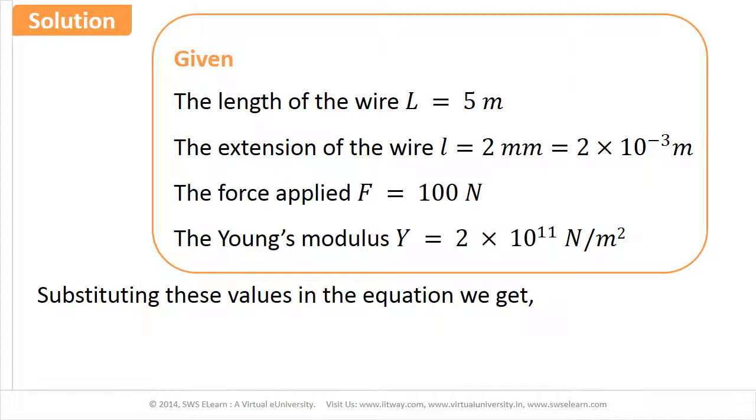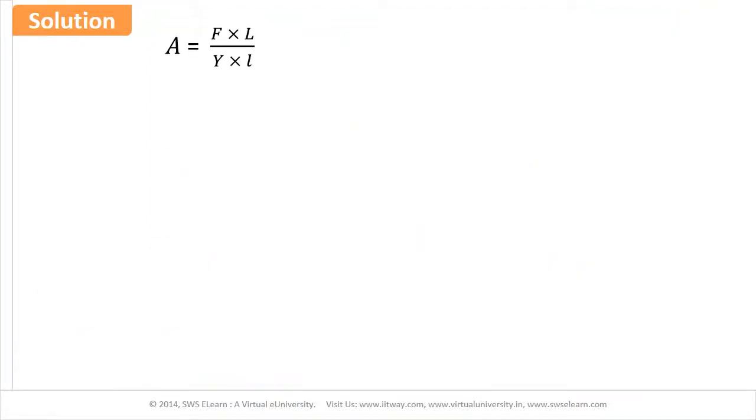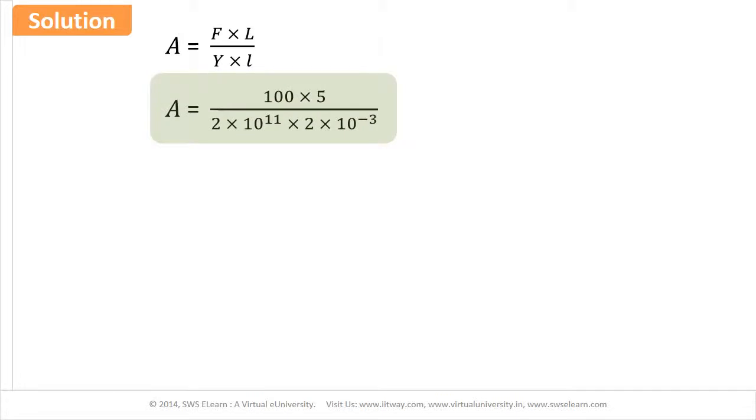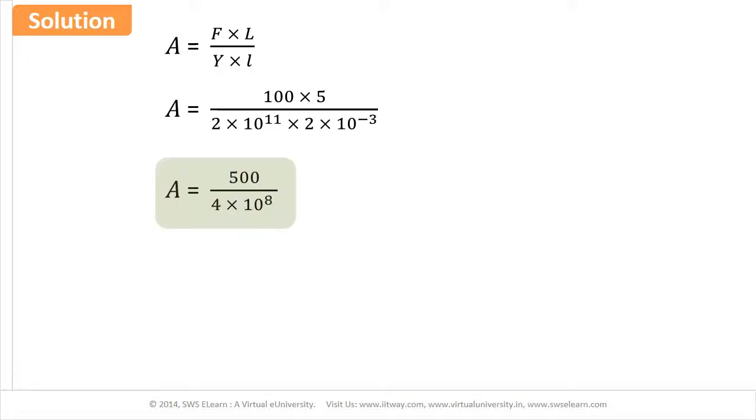Substituting these values in the equation, we get area equal to capital F upon capital Y, the whole divided by small l upon capital L. That is equal to 100 into 5 whole divided by 2 into 10 raised to 11 into 2 into 10 raised to minus 3. Simplifying, we get A equal to 500 divided by 4 into 10 raised to 8. Further simplification gives A equal to 1.25 into 10 raised to minus 6.